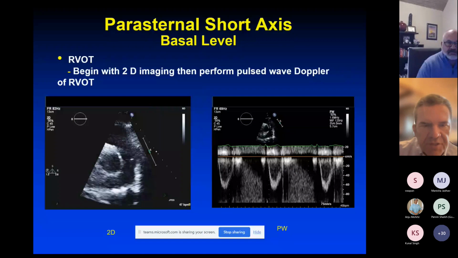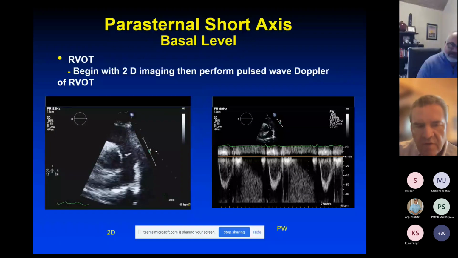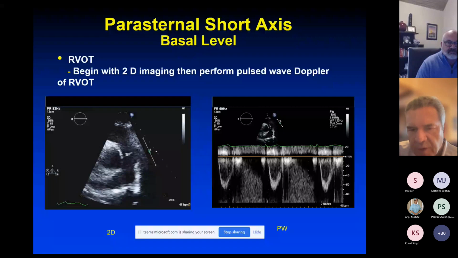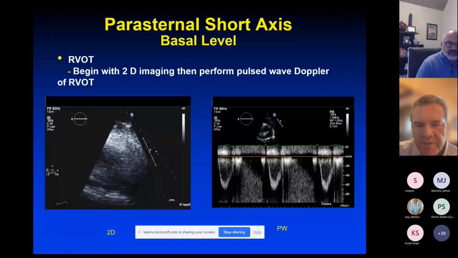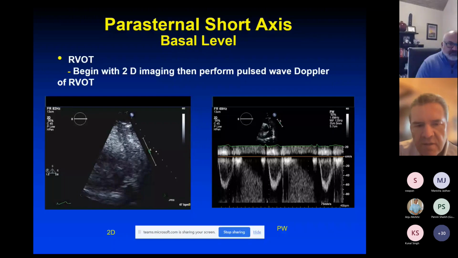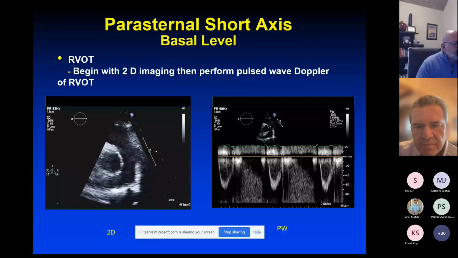And in addition to imaging the tricuspid valve, then move on to imaging the pulmonic valve with a view of the right ventricular outflow tract. And so in addition to visualizing the pulmonic valve, please turn on a pulsed wave Doppler in the right ventricular outflow tract just proximal to the pulmonic valve to obtain flows there. That will help us calculate right ventricular cardiac output.